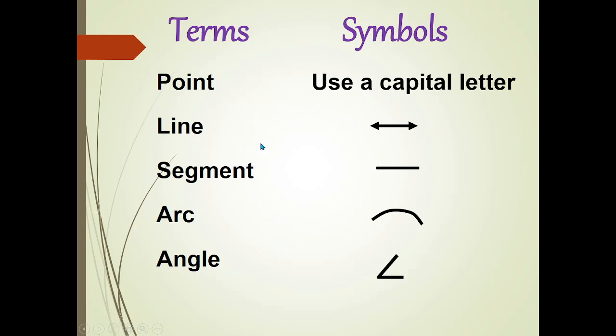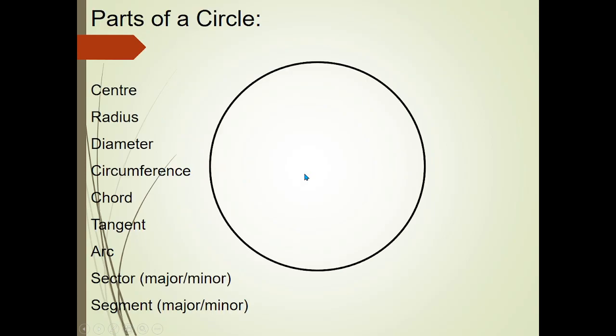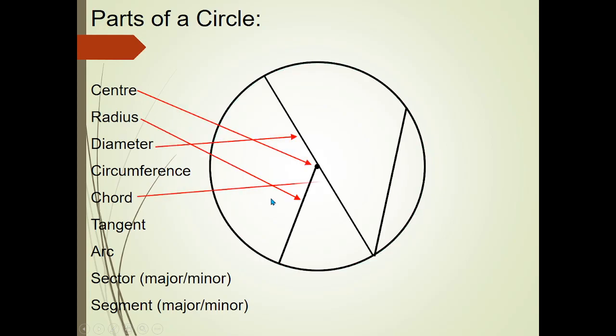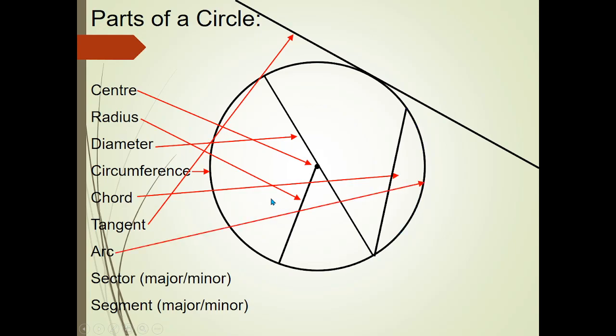So these are the different parts of the circle. We have the center, the radius, the diameter, the circumference, the chord, the tangent, the arc, the sector, and the segment. So this sounds interesting, isn't it? So let's explore this more.